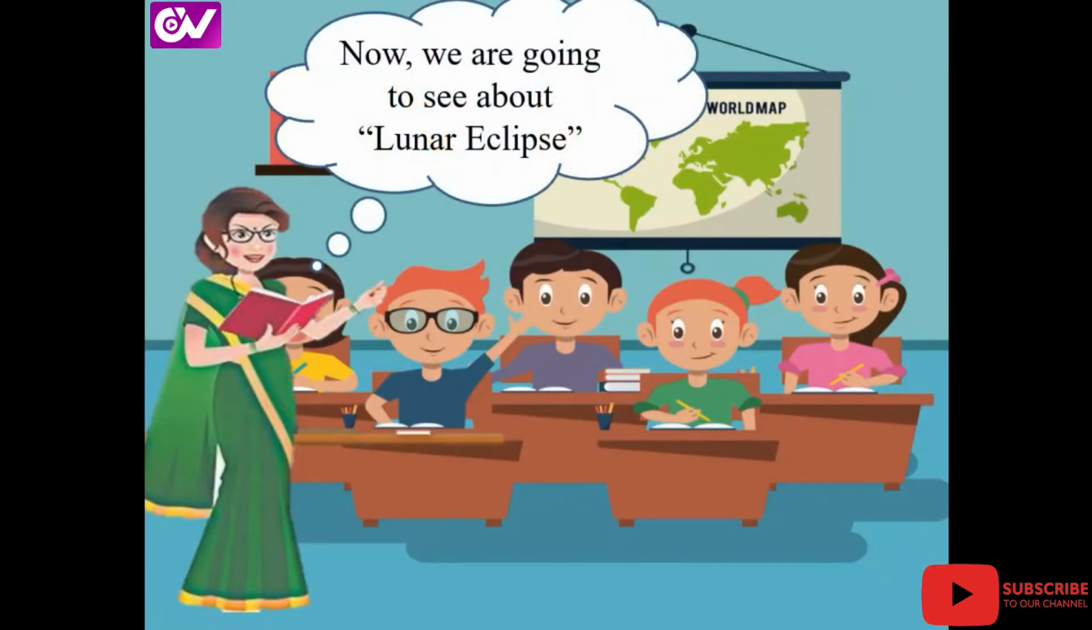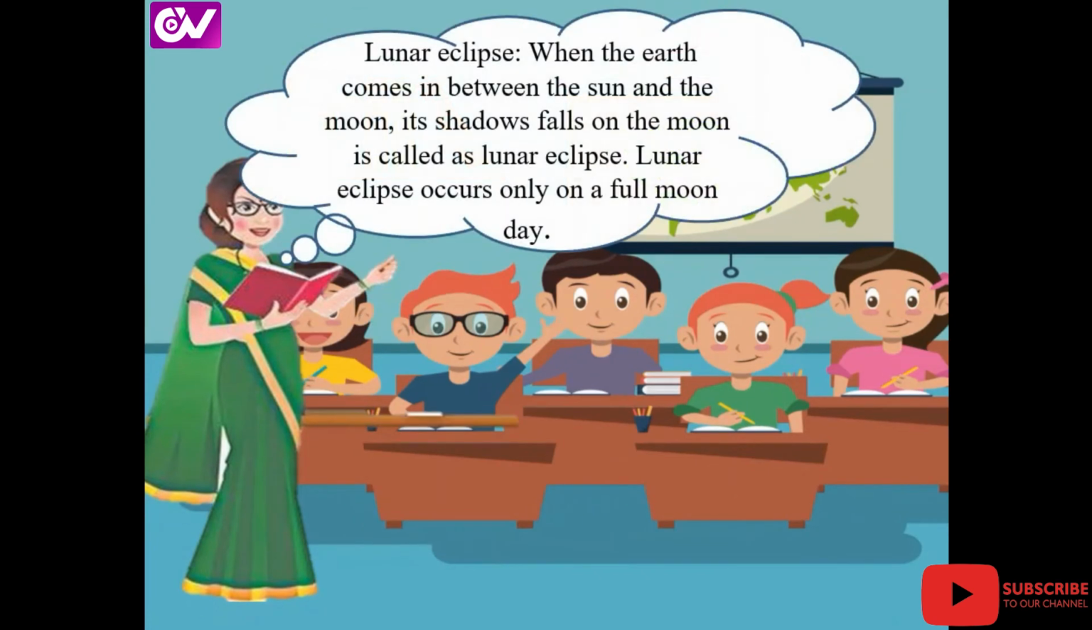And now we are going to see about lunar eclipse. Lunar eclipse means when the earth comes in between the sun and the moon, its shadow falls on the moon. It is called a lunar eclipse.